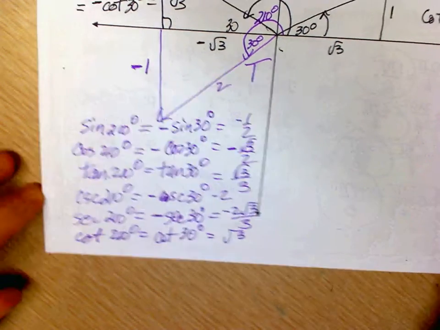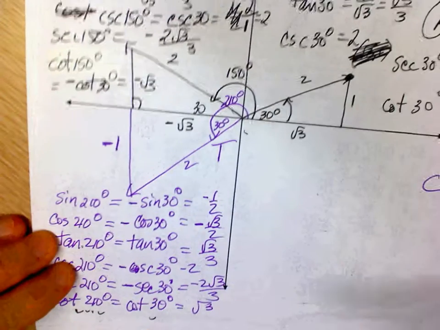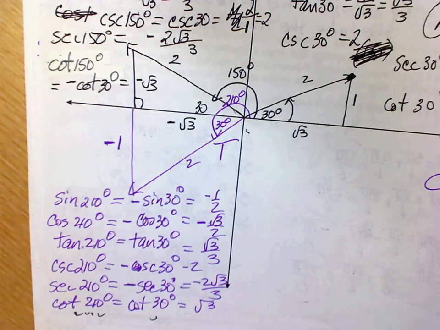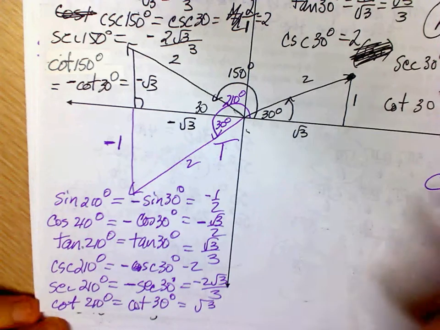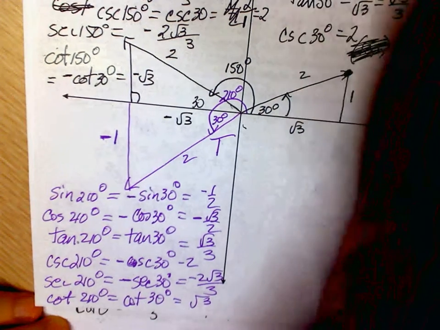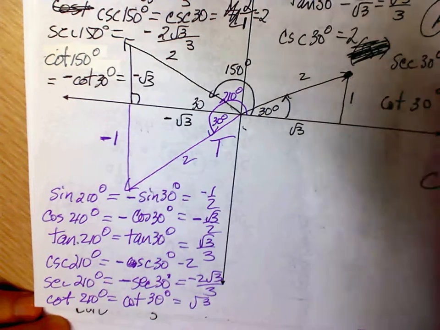So do you see what's happening? The CAST rule tells us what is positive and what is negative. Okay, so now let's do 330, which is over here.